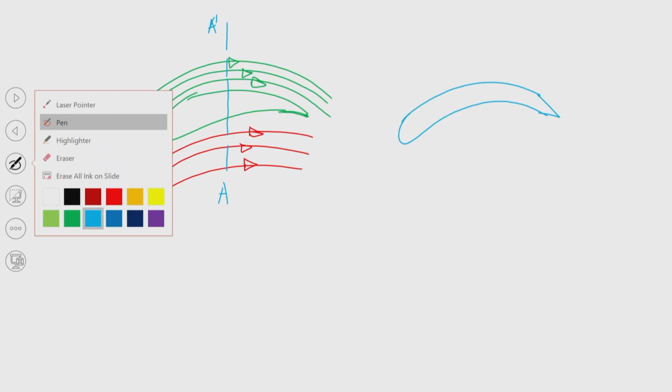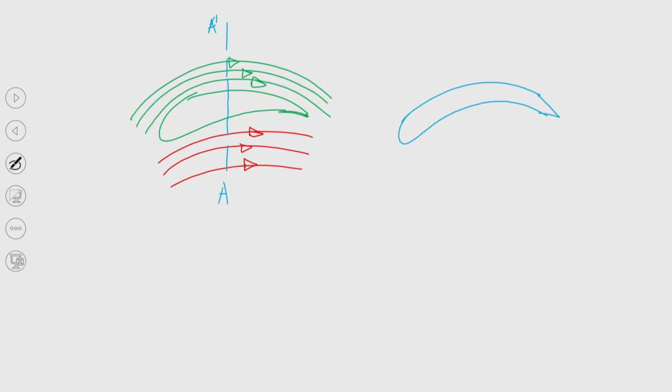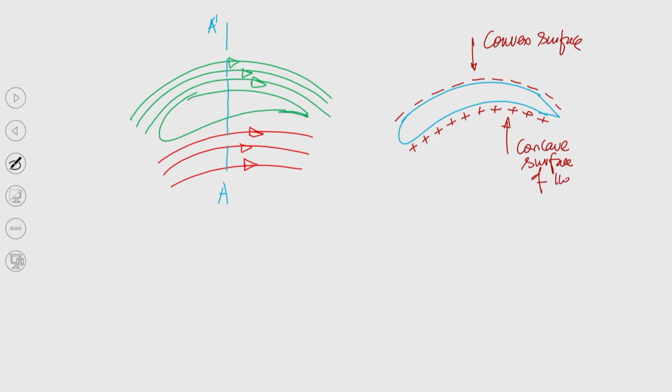I will draw using a different color. So, pressure is very high here, and I am denoting it using a positive quantity, while pressure is less on the convex surface. So, this is the convex surface of the blade and this is the concave surface of the blade.